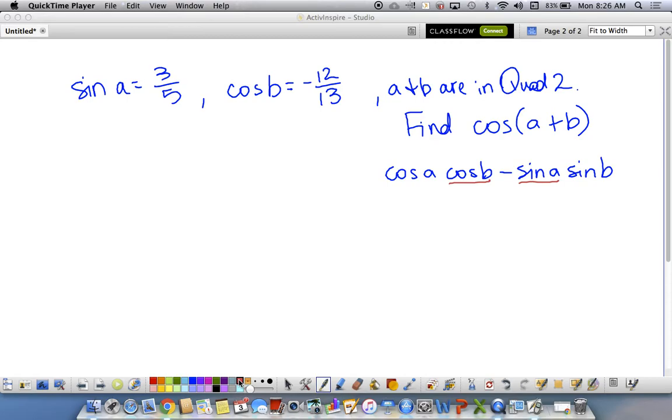Okay? Is there a way to find cosine A? If you know sine A, can you find cosine A? If you know sine, can you find cosine? Yes. It should be the same. Well, no. You can find it. No, sine and cosine will not be the same.